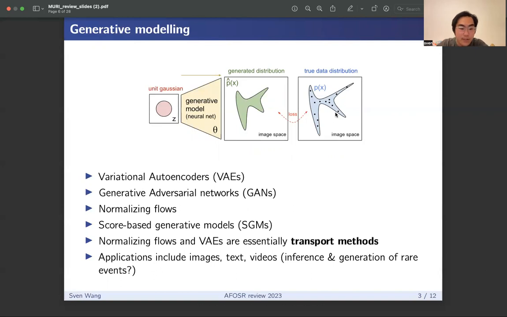And so a lot of these methods, in fact, have as an underlying principle that they are somehow learning a transport map. So the transport map then pushes a simple distribution into a complicated distribution, right? Especially normalizing flows and VAEs can be interpreted this way. Applications include, for instance, images, as I mentioned, text, videos, and also learning rare event distributions.